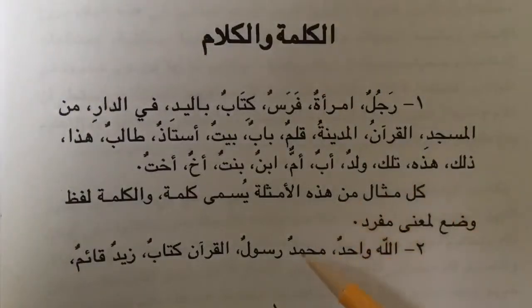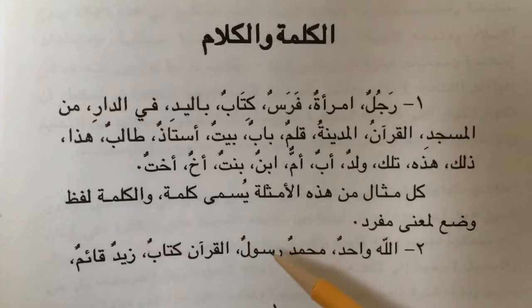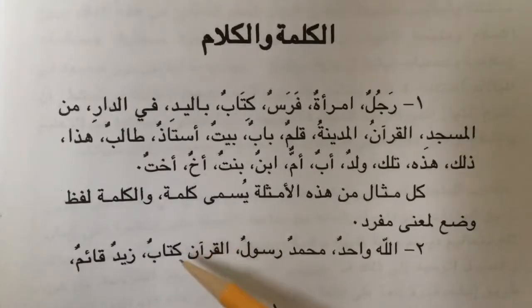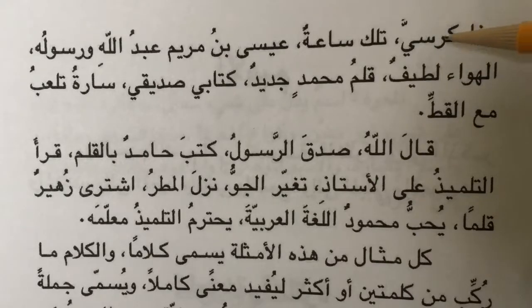And don't worry, we will learn in detail in future lessons what exactly a mubtada is and what exactly a khabar is. Here is another example of a sentence that's made from a mubtada and a khabar, basically a subject and then some information about that subject. Muhammadun Rasulun. Muhammad is a messenger. Al-Qur'anu kitabun. The Quran is a book. Zaydun qa'imun. Zayd is standing. Hada kursiyun. This is a chair. Tilka sa'atun. This is a watch.